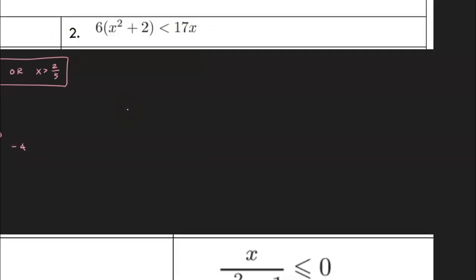Next one, we're going to use the sign diagram to solve this, and let's go ahead and use the lavender. Okay, so we need the right hand side to be 0, and I'm going to distribute these so I can eventually factor the trinomial. Plus 12 minus 17x is less than 0. Let's put that in standard form.